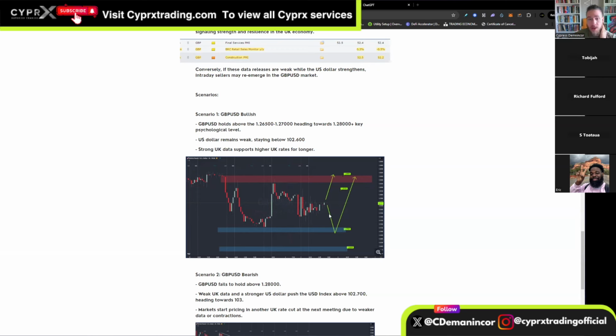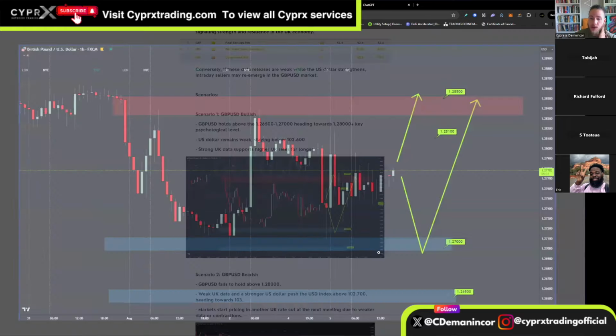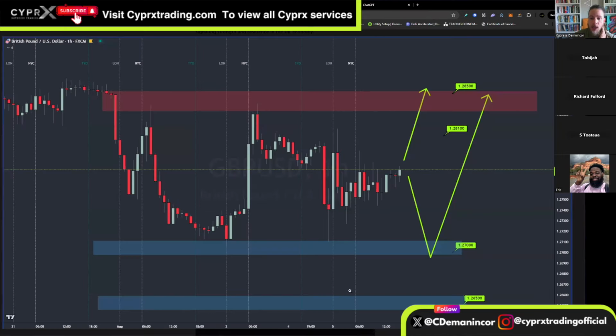And I mentioned to you all, this is the scenario that I was personally looking for on GBP USD, which was a drop down into these two areas of interest, either the 1.265 or the 1.27. We got something close to the 1.265. I think price came down into like the 1.267 flat or like the 1.268. So close to the 1.265 to sweep these lows.